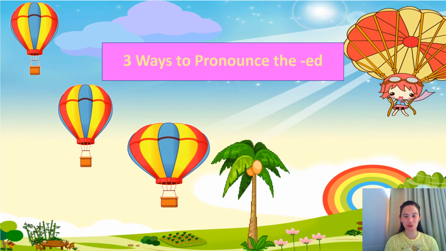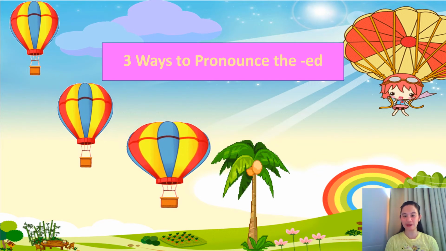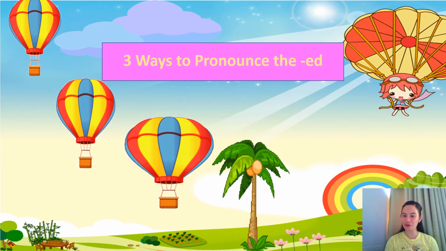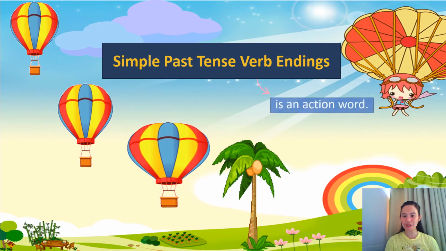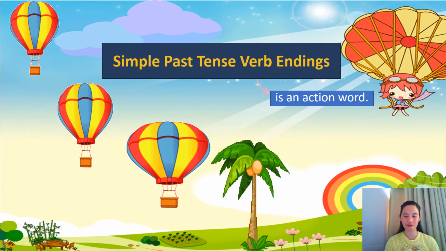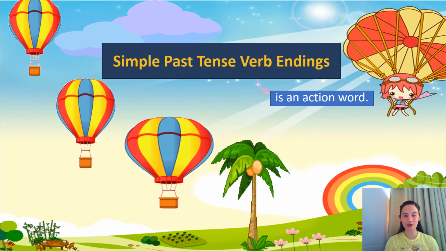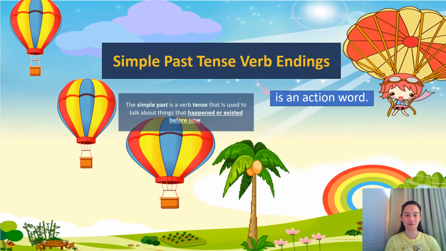Particularly, we are dealing with the three ways to pronounce the ed. But before going deeper, let's define what is a verb first. A verb is simply defined as an action word. Now let's define what is a simple past tense.